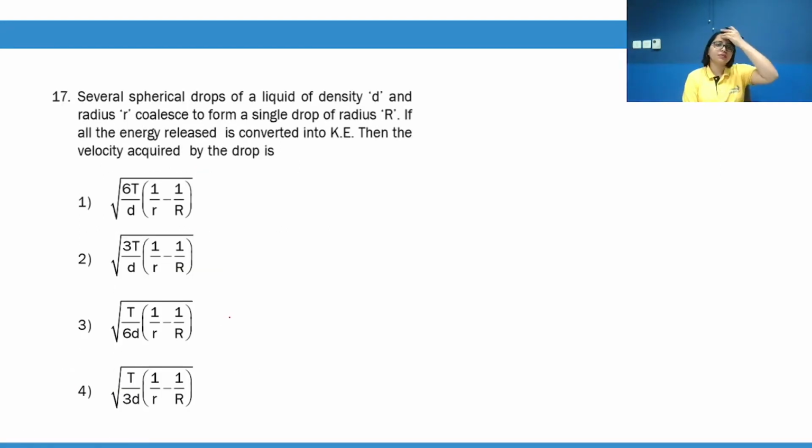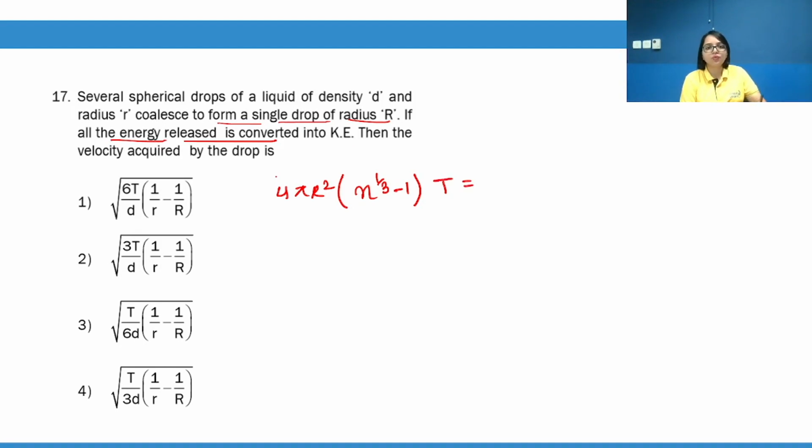Question number 17. Several spherical drops of a liquid of density D and radius r coalesce to form a single drop of radius R. If all the energy released is converted into kinetic energy, then the velocity acquired by the drop is. So basically, all the energy released. So energy released will be surface tension into change in area. So it is 4 pi r square into n power 1 by 3 minus 1 into T is equal to what? Half mv square, but mass is density into volume, so it is D into volume, which is 4 by 3 pi r cube. This is for a single drop, right?